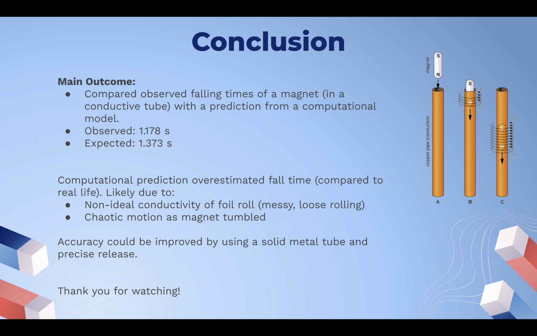So the main outcome was that we were able to compare observed falling times of a magnet with a computational model, but the computational model overestimated our fall time compared to real life. This is likely due to the non-ideal conductivity of the foil roll, due to the geometry of the messy, loose rolling and the chaotic motion as the magnet tumbled.